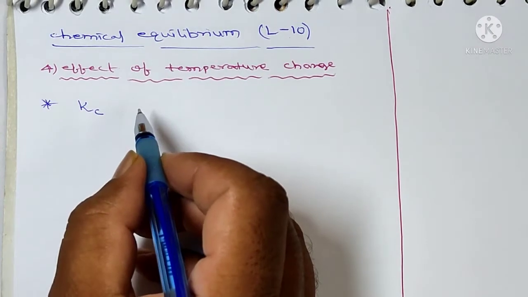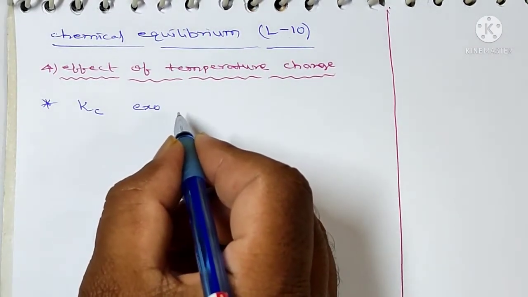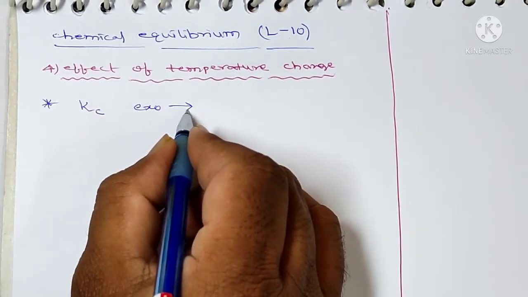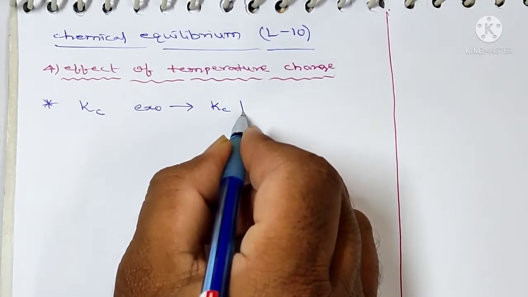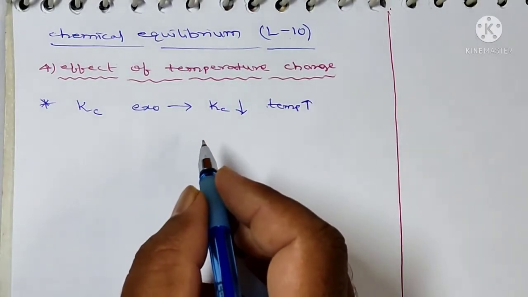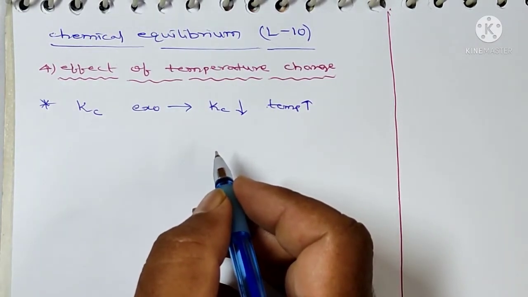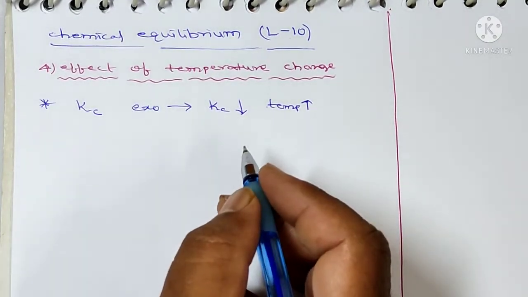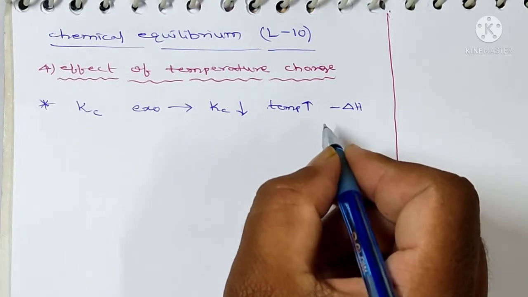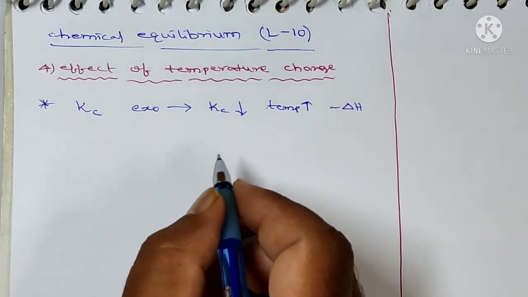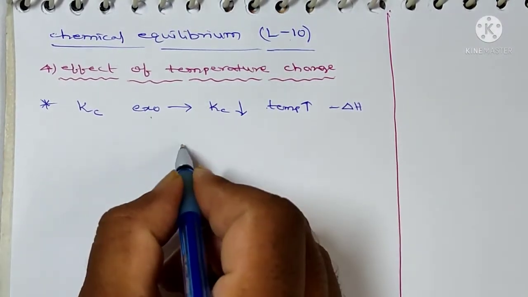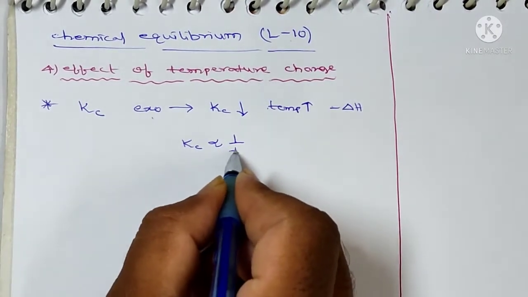In exothermic reactions, the equilibrium constant Kc decreases with an increase in temperature. Exothermic reactions are reactions in which heat is released. In an exothermic reaction, delta H is negative; the change in enthalpy is negative. So in exothermic reactions, Kc decreases with increase in temperature, and Kc is inversely proportional to the temperature.